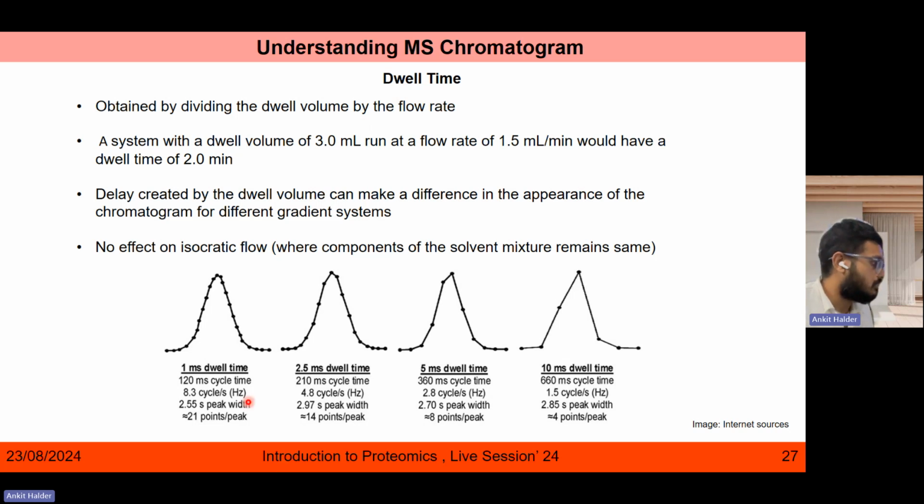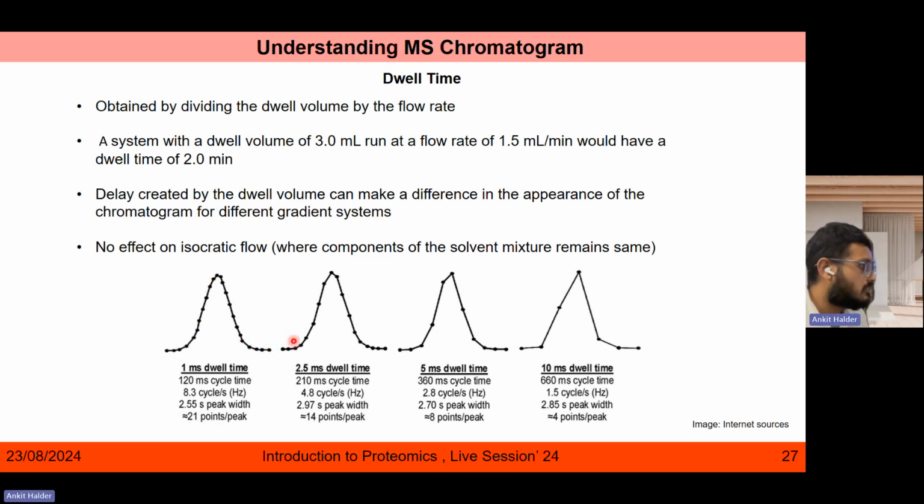Why it is very important is because it helps you understand how the mass spectrometer can go, how much peak width there will be, and how many data points it will take. Maximum data points means the peak is very robust and sharp, because it will be collecting as many data points as possible.